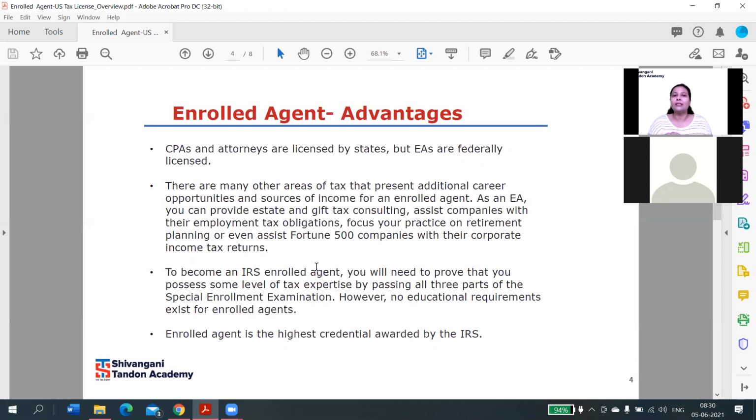But with the EA license, you can prepare returns for the common public and common organizations as well, like general corporations, partnerships, S corporations, trusts, and tax exempt organizations. You can prepare all their returns. So with this license, your client base will be very vast.